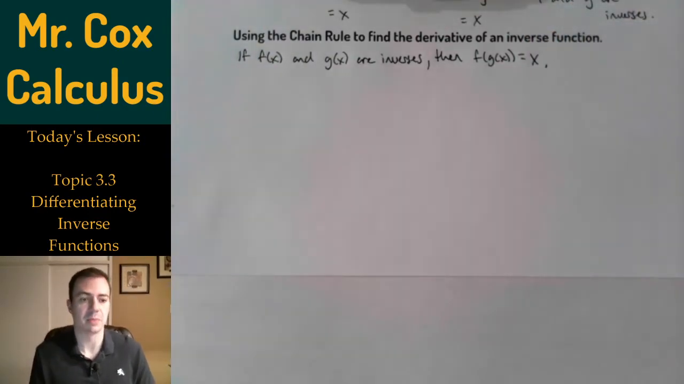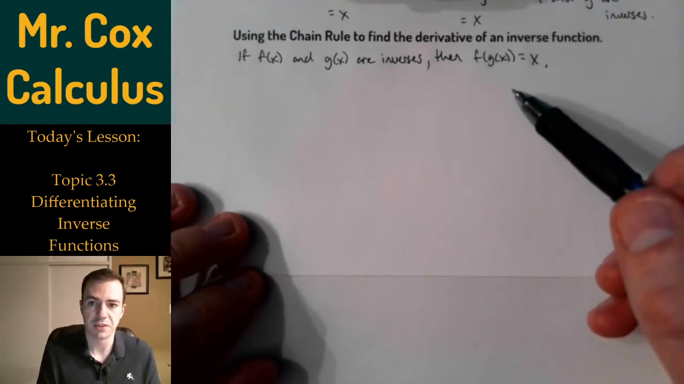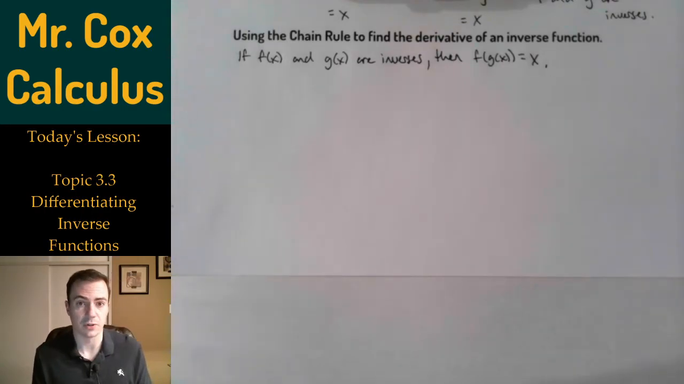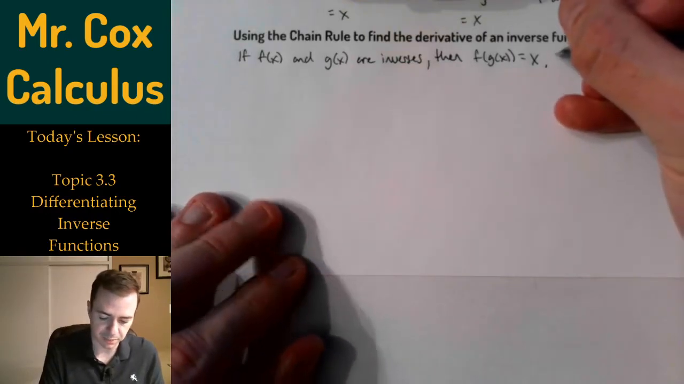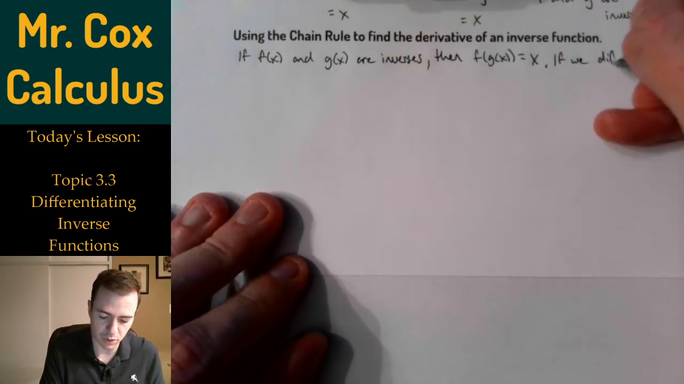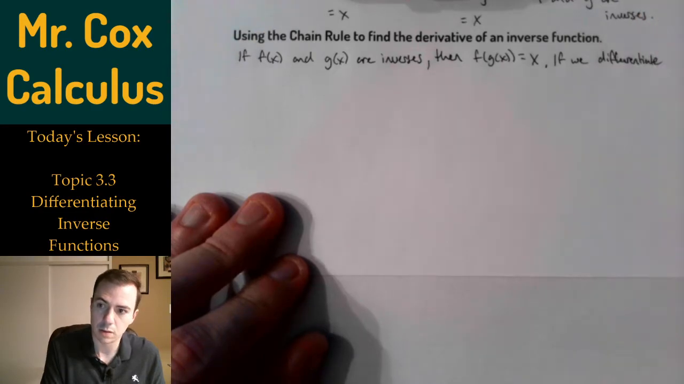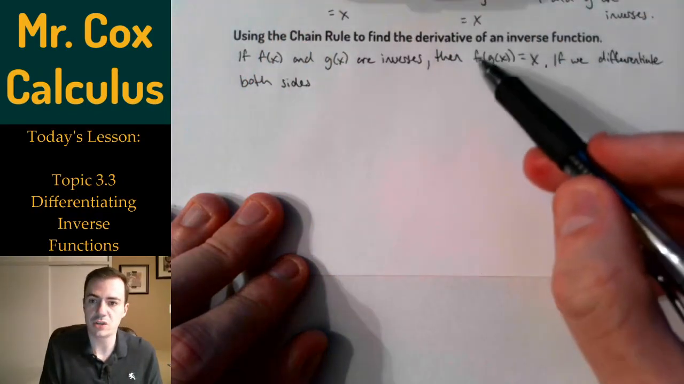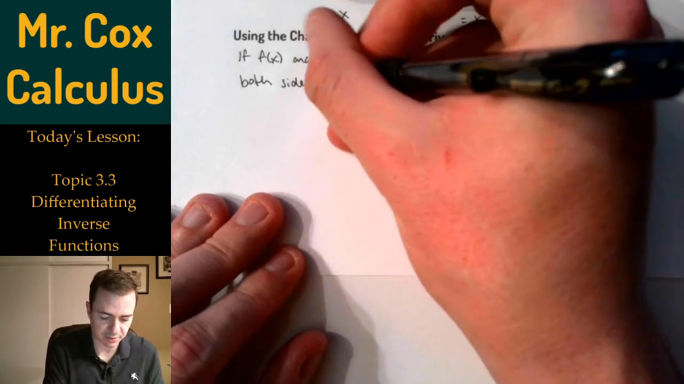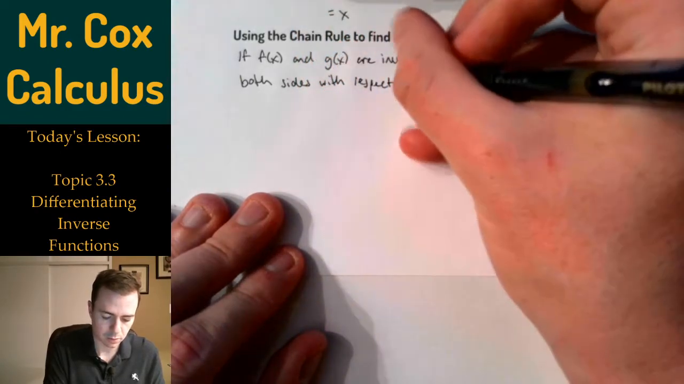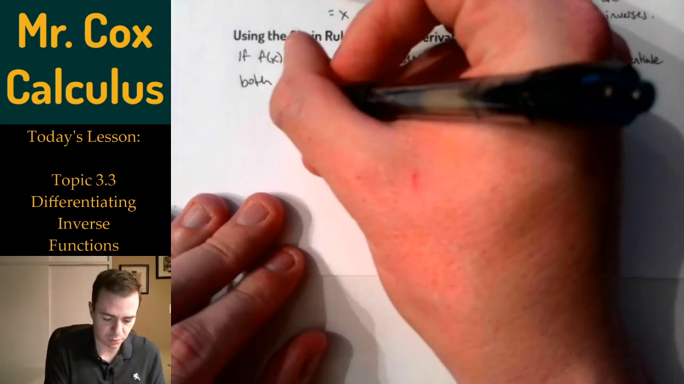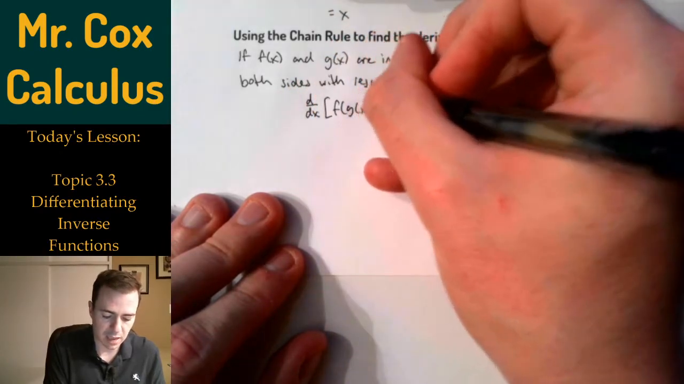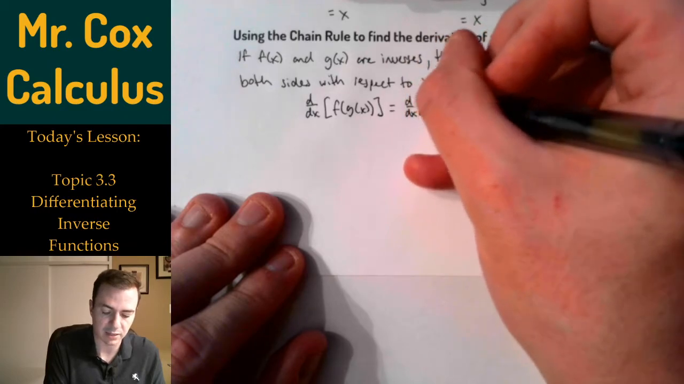Well, now let's start applying some calculus here because I want to be able to come up with a situation. Let's say we're given what f of x is equal to, and we want to find the derivative of its inverse, which would be in this case g prime of x. So let's see what happens if we differentiate both sides of this equation right here with respect to x. So I want to take the derivative with respect to x of f of g of x, and I want to take the derivative with respect to x of x.